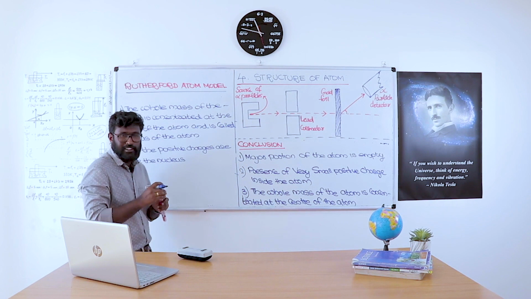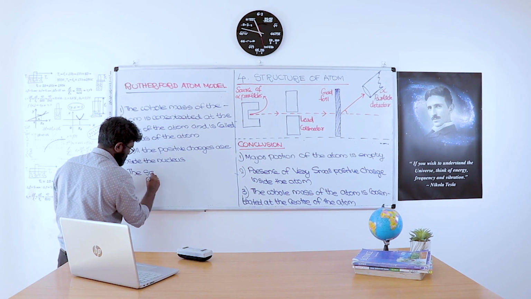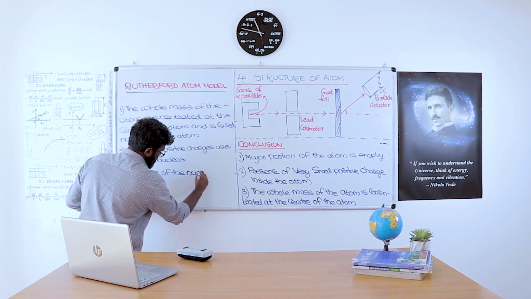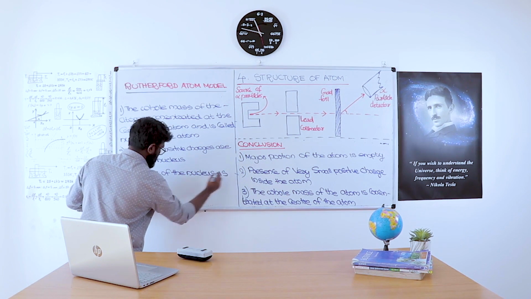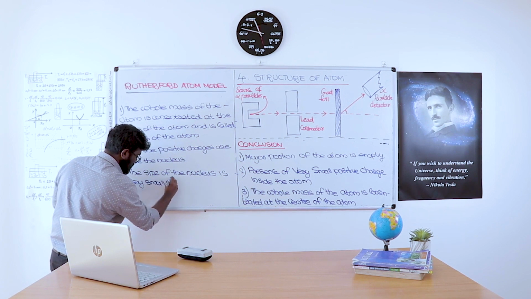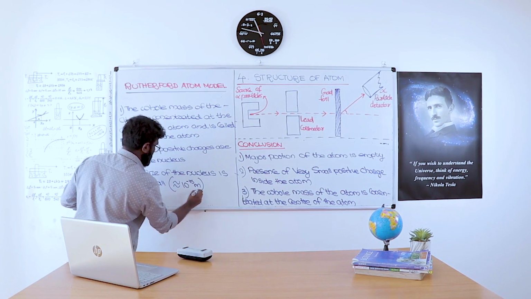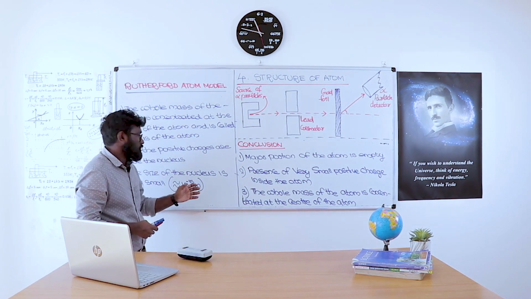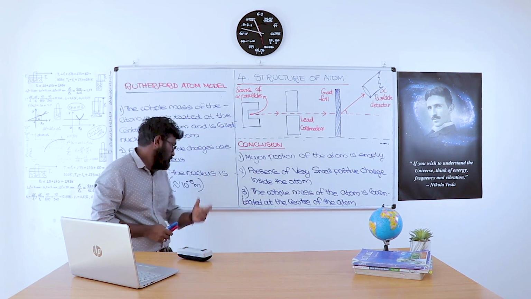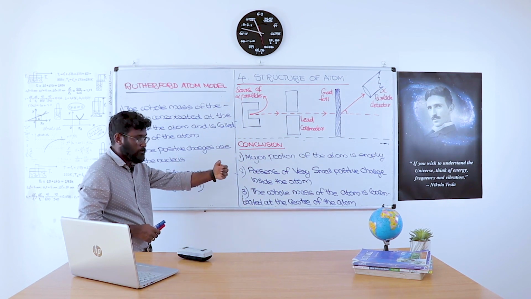The third point is regarding the size of the nucleus. The size of the nucleus is very small, that is, approximately equal to 10 raised to minus 15 meter. The size of the nucleus is very small. That is, it is approximately equal to 10 raised to minus 15 meter. So you know how small the nucleus is. So the size of the nucleus is very small.